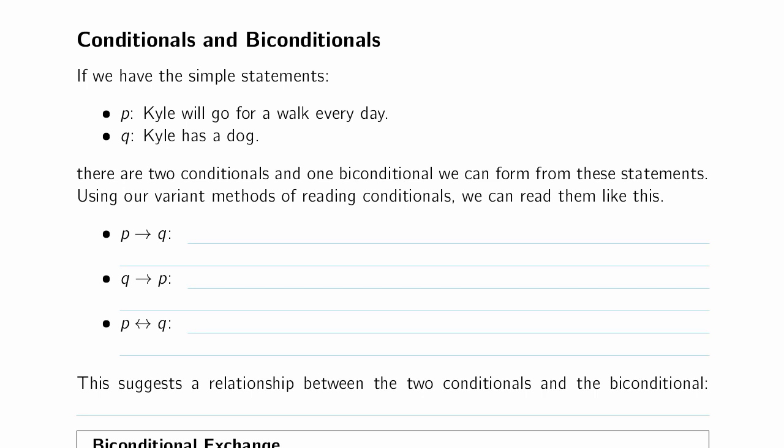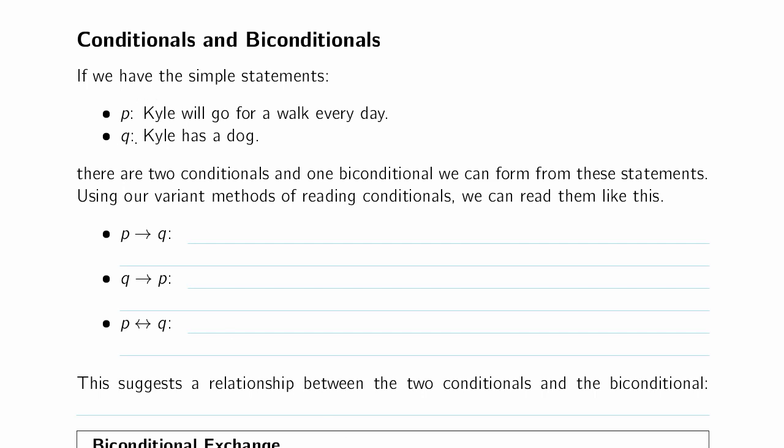Okay, we have these two ways of combining statements called a conditional and a biconditional. Bi means two. We expect that the biconditional is somehow two conditionals. Let's look at the ways that we have of phrasing conditionals and see what we can make of this.